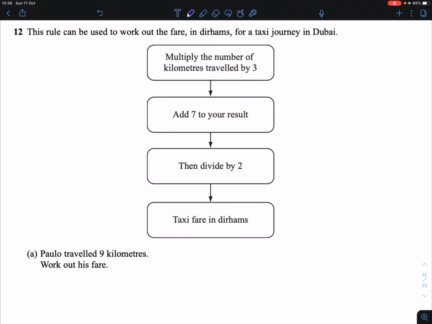Question 12. We've been given a rule here to work out the taxi fare in dirhams for a taxi journey in Dubai. So if you start off with a distance travelled, then multiplying that distance, the number of kilometres, by 3, you then add 7, you then divide the answer by 2, and that will give you your fare.